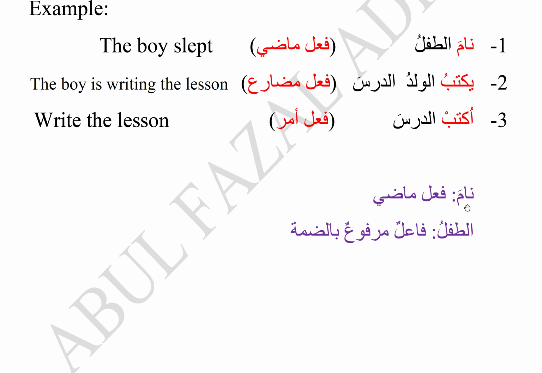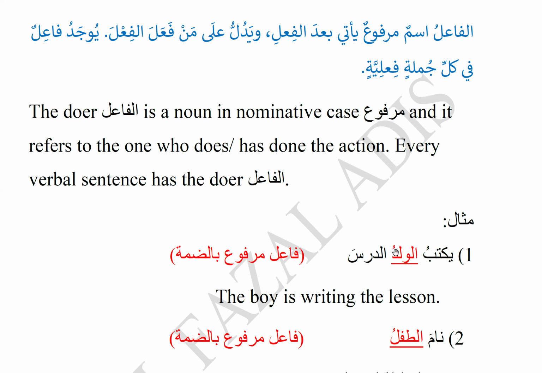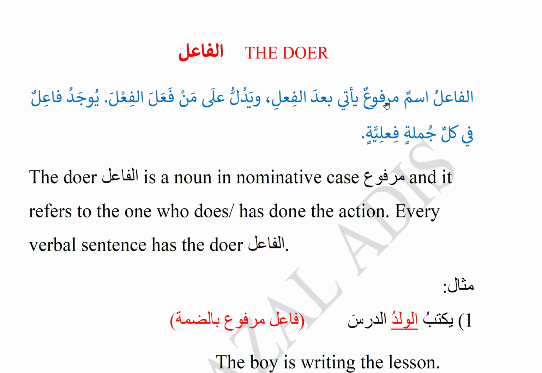Now here nama is a fi'l madi, a past tense. At-tifl is the fa'il, marfu', as we said, the main sign is dhamma, so marfu' bid dhamma. Next one we have al-fa'il, which is the doer. Al-fa'ilu ismun marfu'un ya'ti ba'd al-fi'l. Fa'il is a noun which is in the state of marfu'. As we said, the main sign is dhamma.